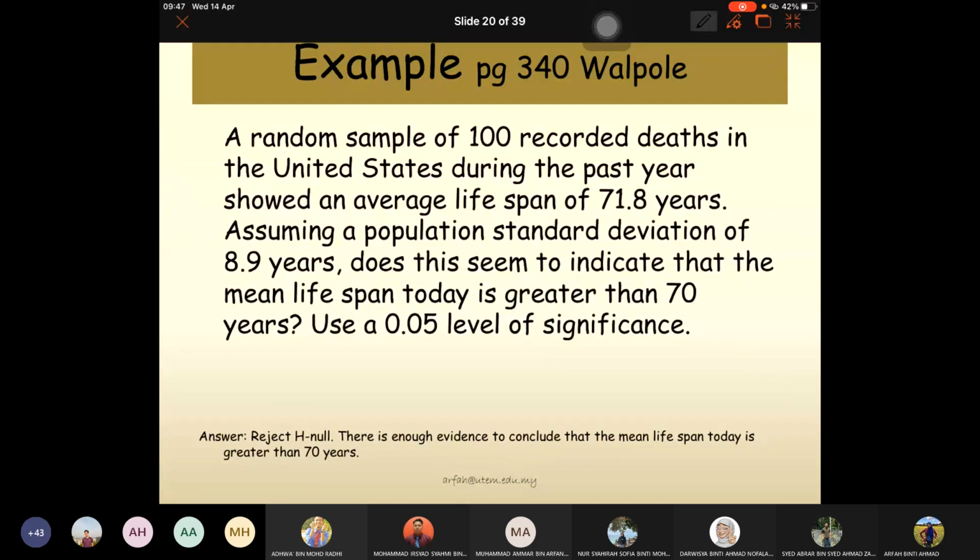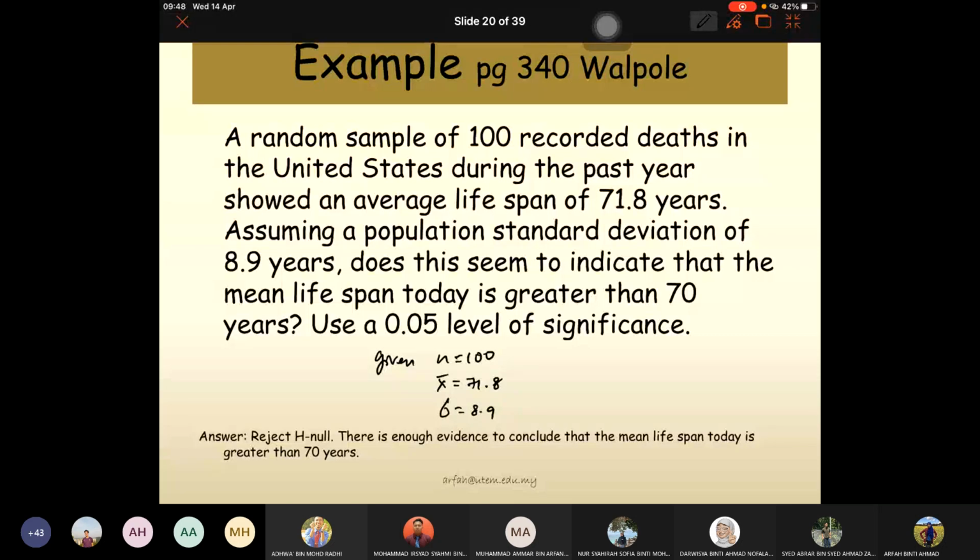So this one, given n equals 100 and average lifespan x bar equals 71.8. 8.9 years, they say population standard deviation. That means this is what? Sigma, right. Sigma equal to 8.9 years.